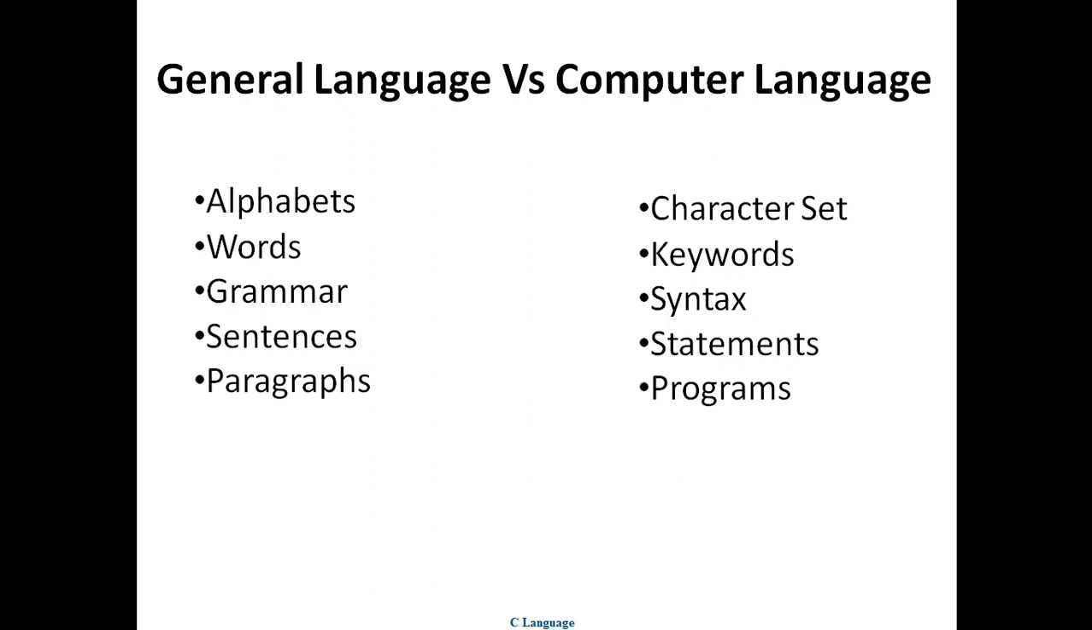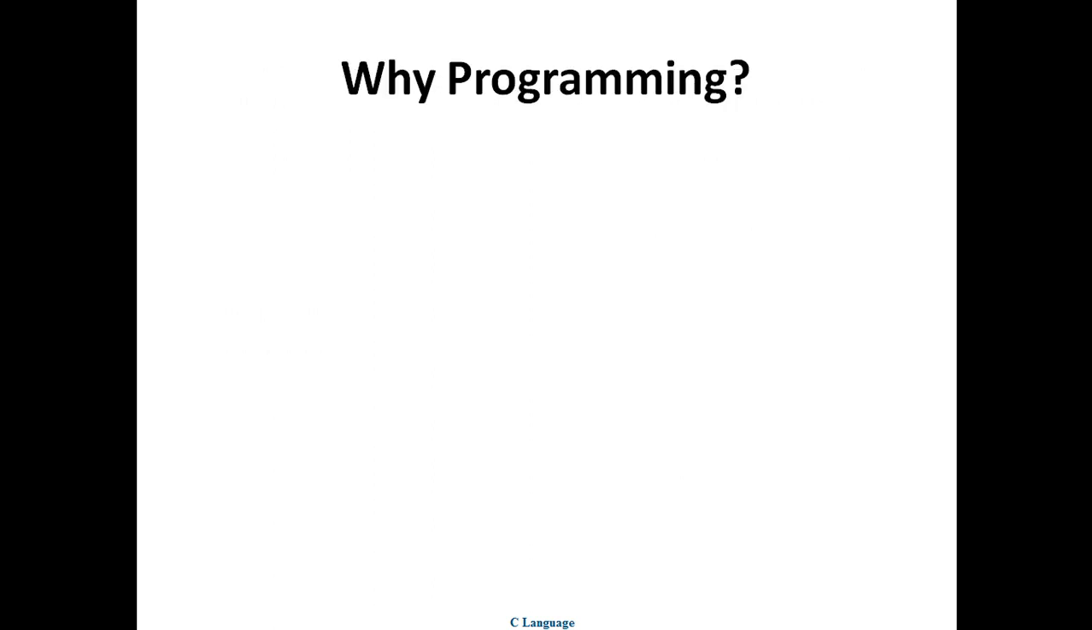So why do we need a computer language and why do we need a general language? The general language is to communicate between humans, whereas the computer language is used to communicate between a computer and a human being.